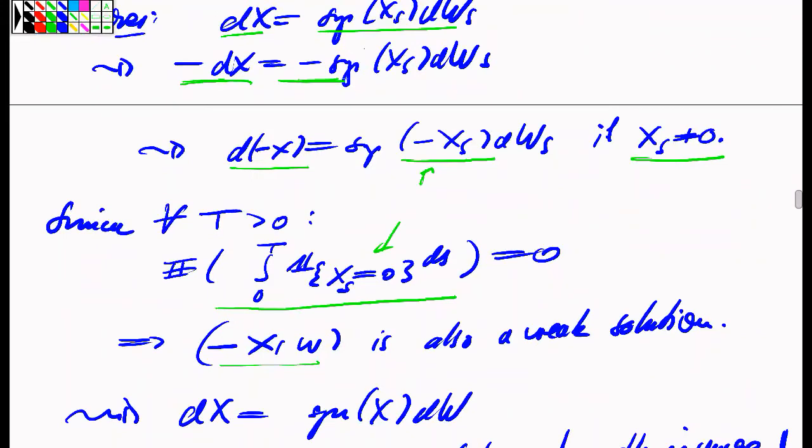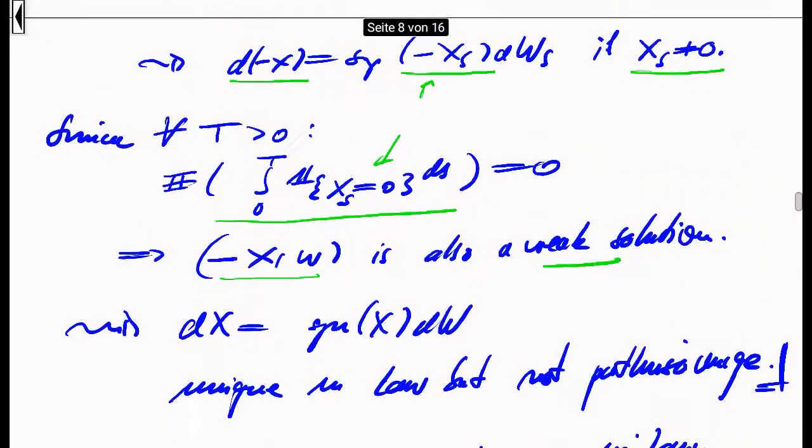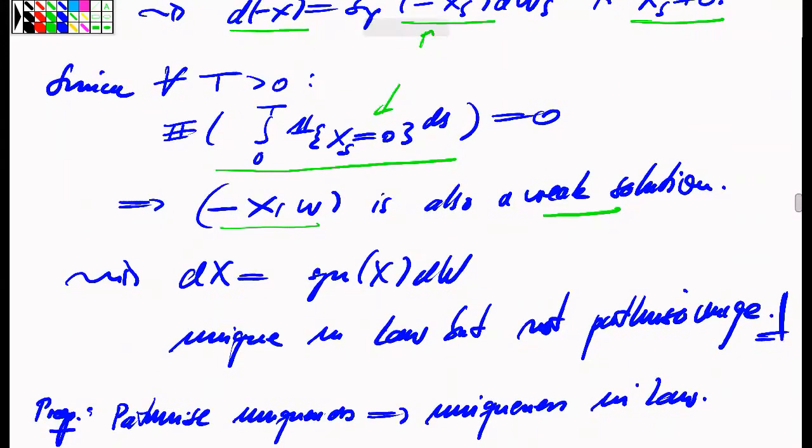So therefore I have two weak solutions which are defined on the same probability space, x and minus x, but obviously they are not the same. x is never minus x. So this stochastic differential equation is absolutely not unique in the pathwise sense, has no pathwise uniqueness.